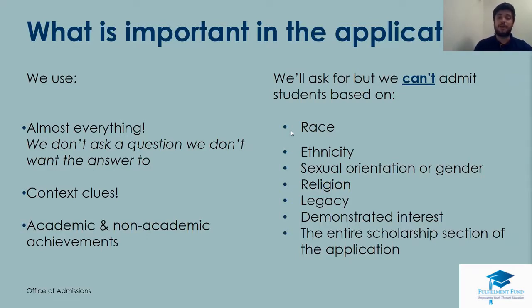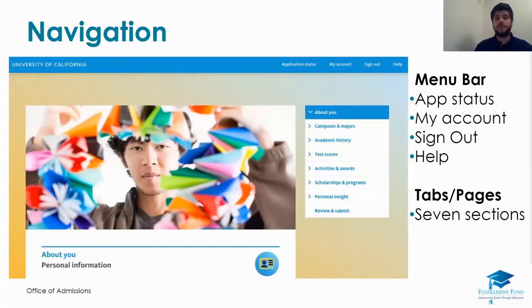So keep that in mind as we're going through the application process. Now, when it comes to navigating the UC application process, this is essentially what it looks like when you begin the application here. One of the things to note is that at the top of the screen, students can see a menu bar with the following selections like application status, my account, sign out, and help.